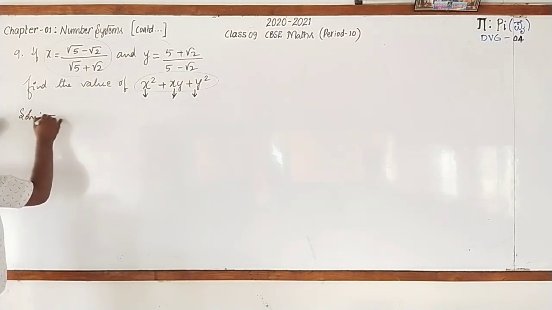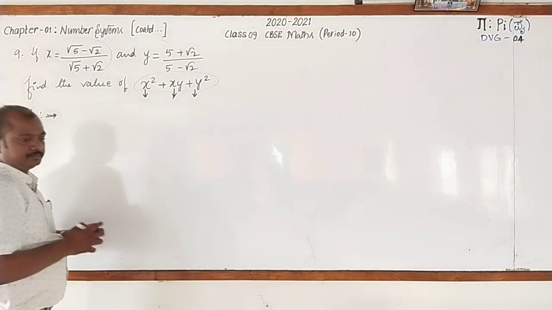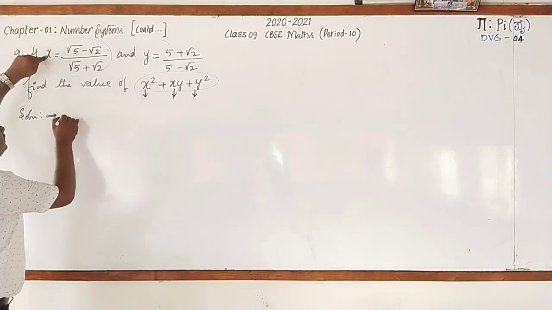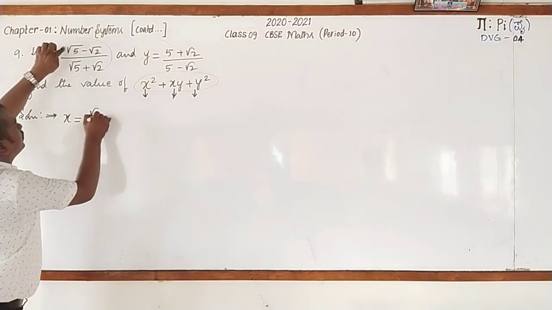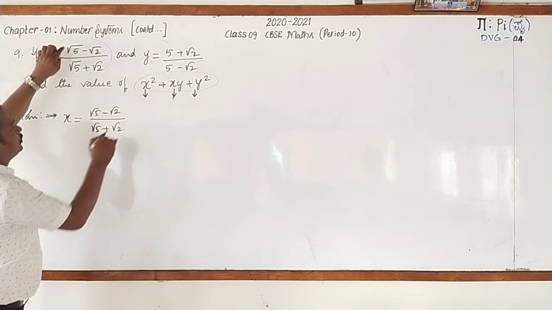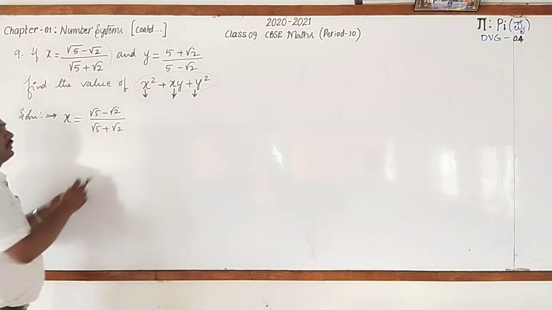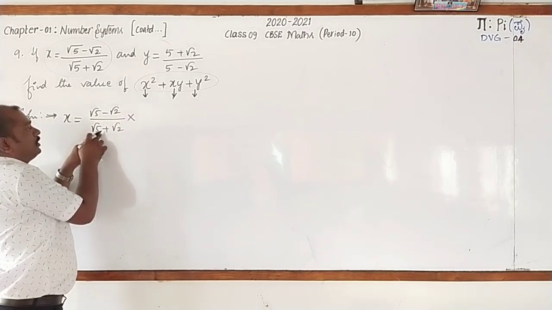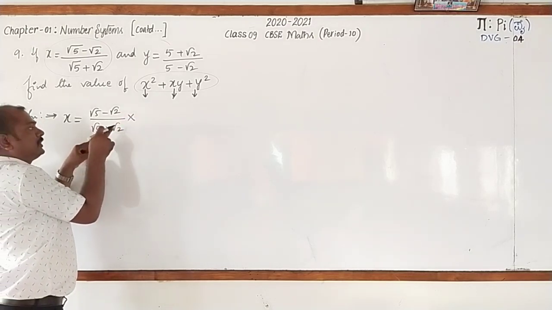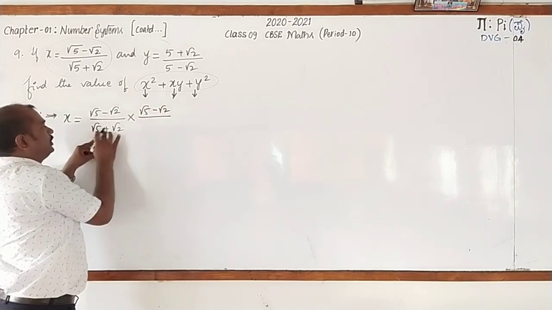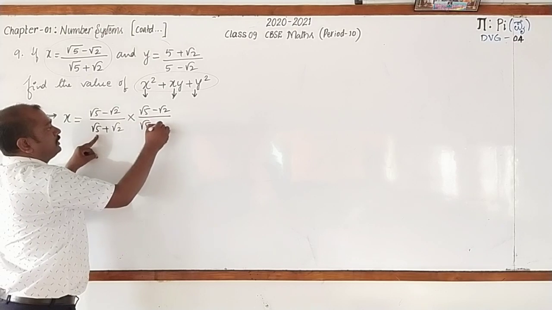Here, first I'll take x square. To take that x square, first I write x is equal to root 5 minus root 2 by root 5 plus root 2. So here we have a chance of rationalizing the denominator. Hence, I go for taking this. What is in the denominator? Root 5 plus root 2. What is its conjugate? Root 5 minus root 2 whole divided by root 5 minus root 2.